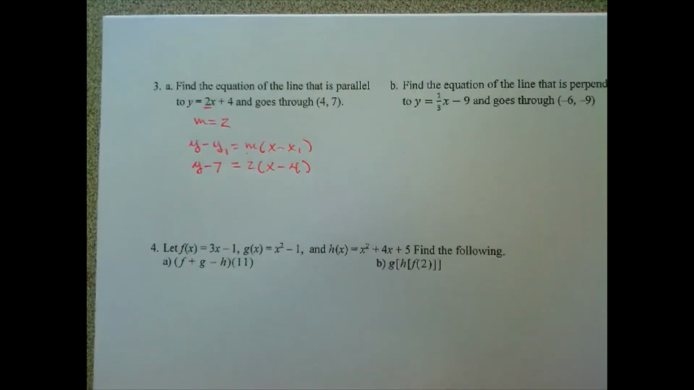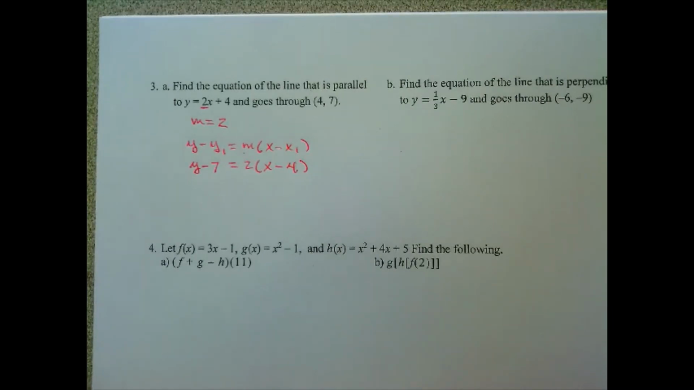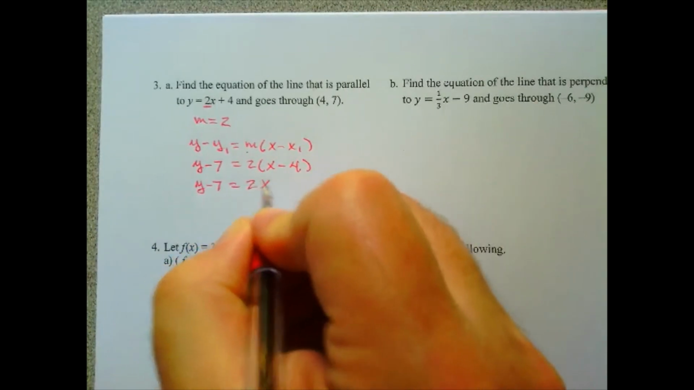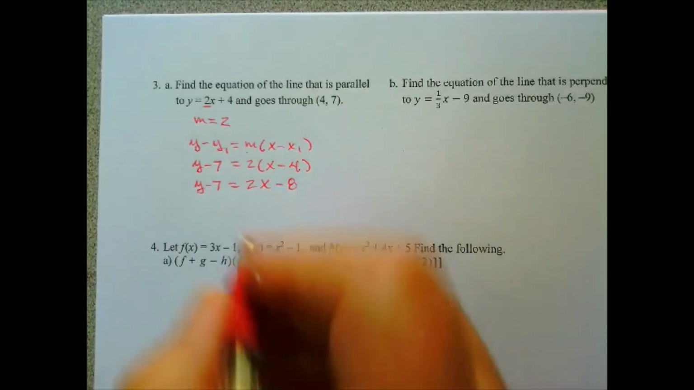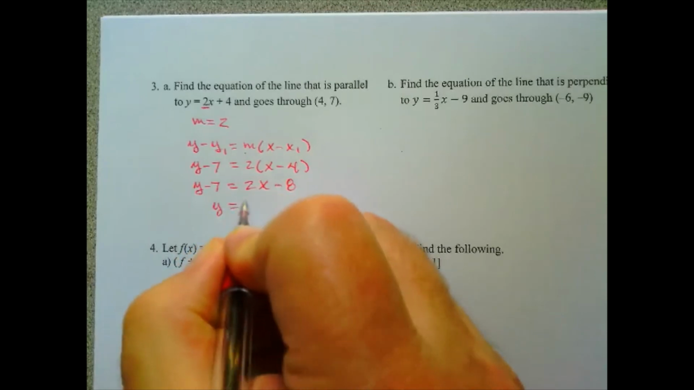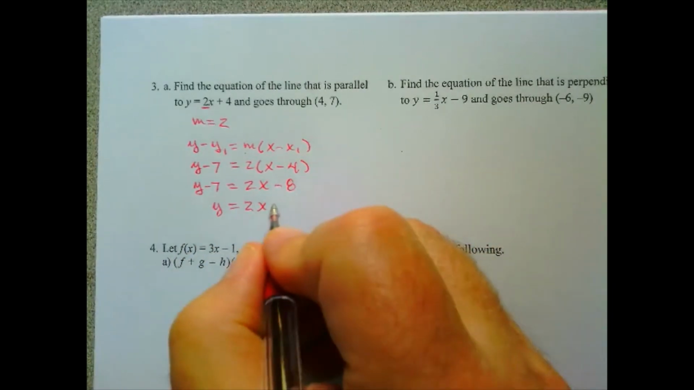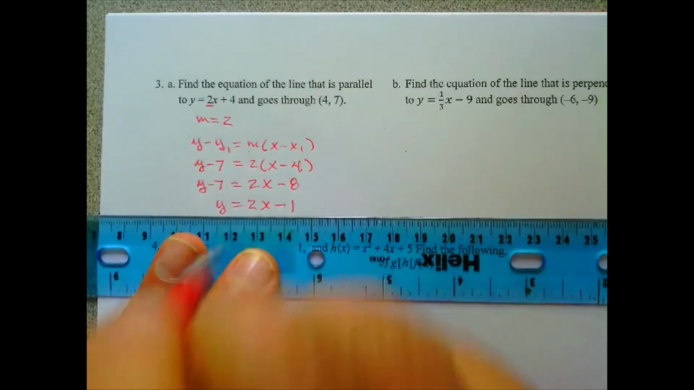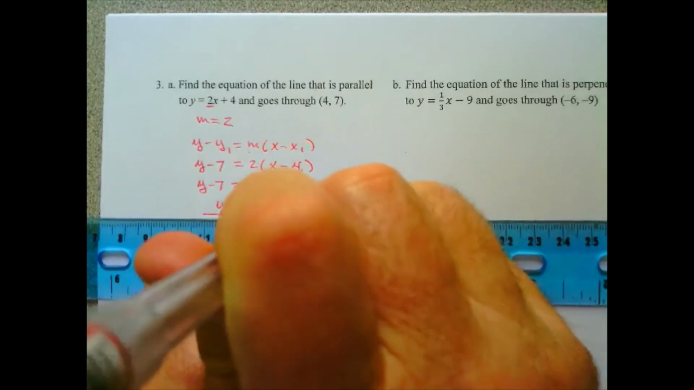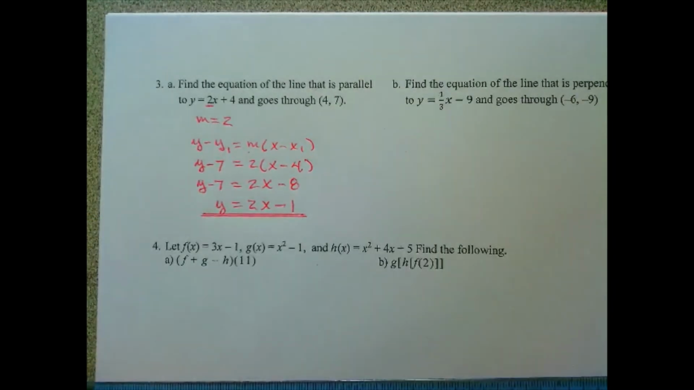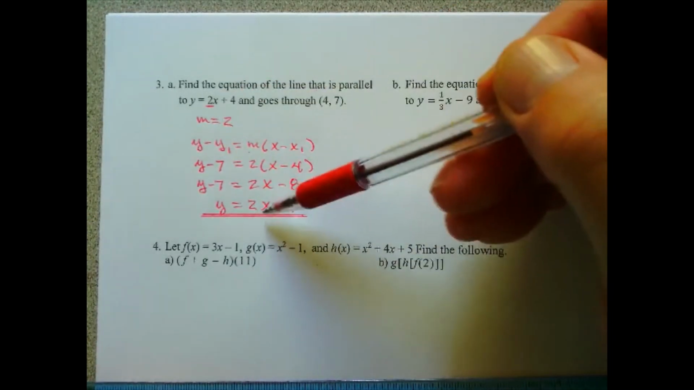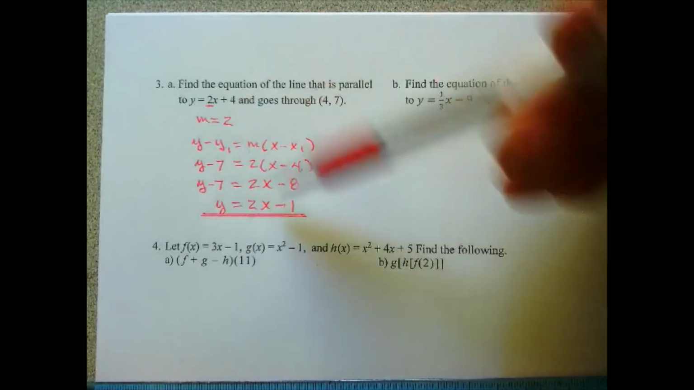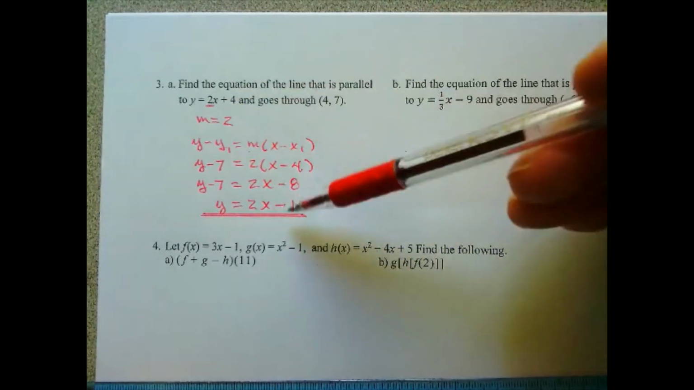And then from this point on, it's just a matter of simplifying. So y subtract 7 equals 2x subtract 8, add 7 to both sides, and I'm going to have 2x subtract 1 as my answer. Note that this had a 2x, this has a 2x, so that they are parallel. However, their y-intercepts, the 4 here, -1 there, are different.